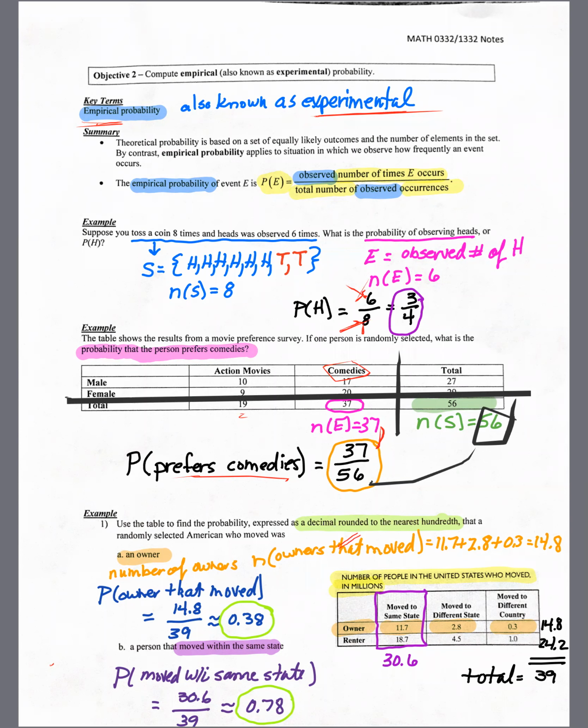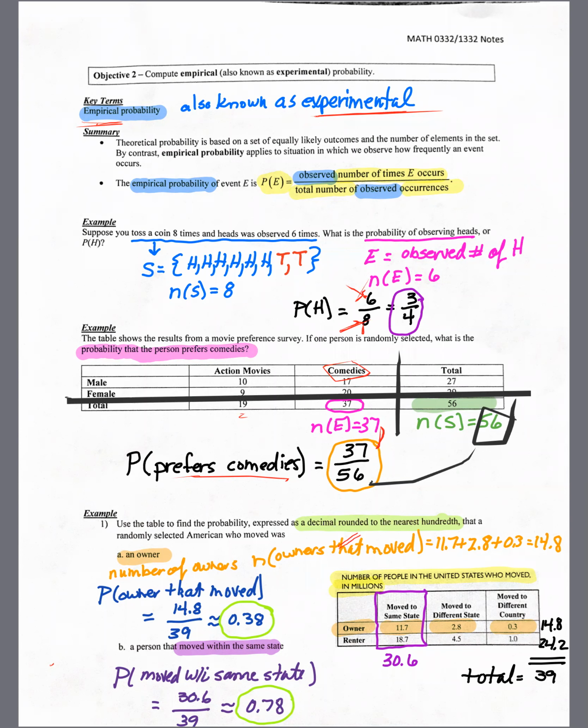So you'll see out there, next to the row where it says owner, I've got 14.8. That's because I went in there and the highlighted orange numbers there, I added all those up. That's 14.8 total owners. The renters, I did the same thing. There were 24.2. These, remember, are millions. Once I knew how many owners and renters there were, I totaled up those two numbers and found out there's 39 million people that they surveyed.